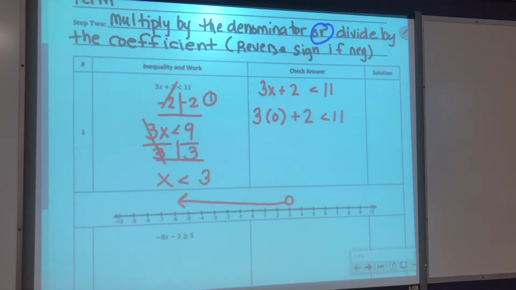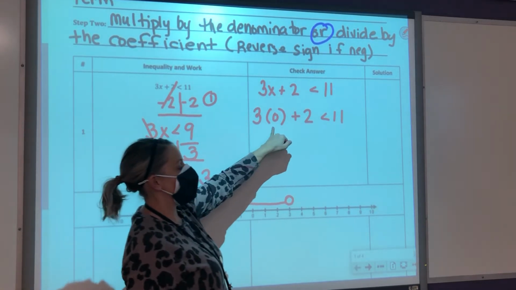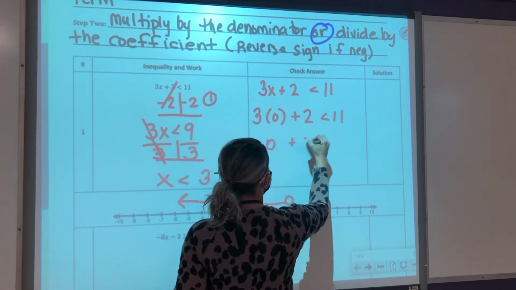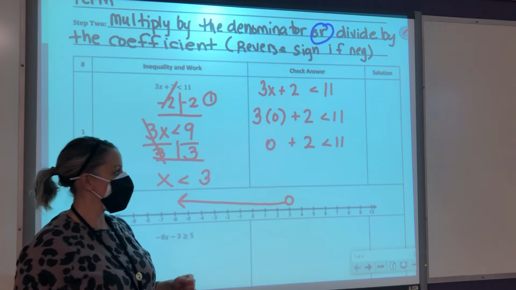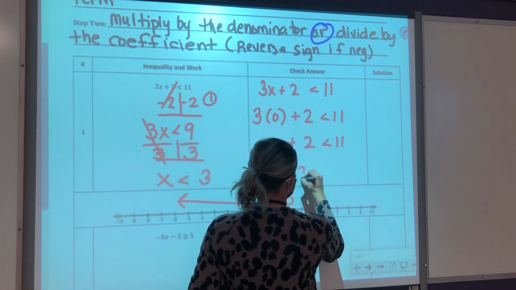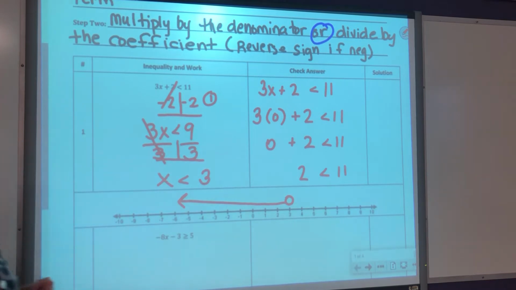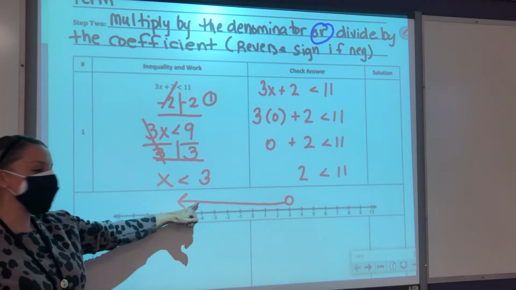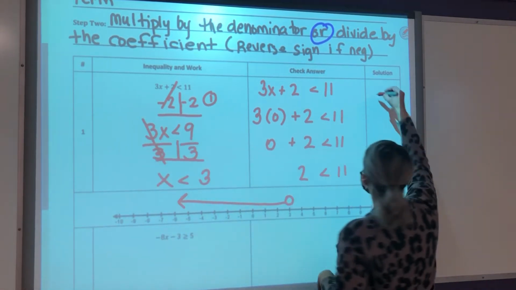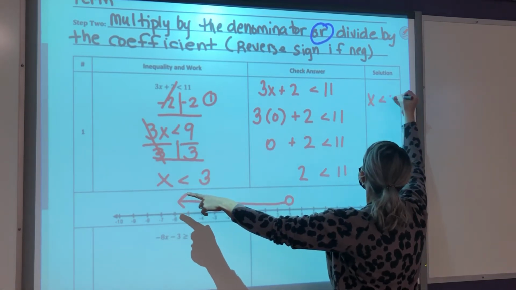So rewrite, plug in, and now I'm going to actually do the math. 3 times 0? 0. 0 plus 2? 2. Is that true? Yes. So what does that mean? If when I get to the very end of my check my inequality statement is true, what have I done? Means you checked your answer correctly. I've checked my answer correctly. So that means this is correct and this is correct, so I can move on. So my solution is x is less than 3.